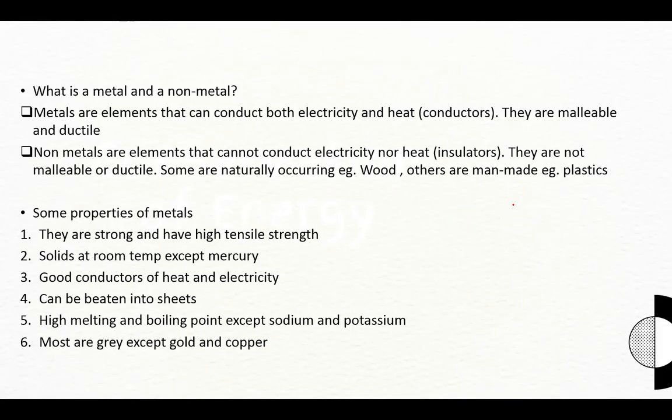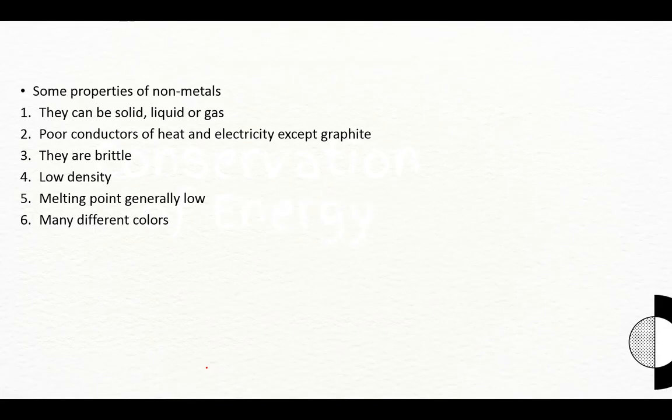So, naturally, we have examples like wood being non-metals or insulators, and man made, we have like the different types of plastics. So some properties of metals: they are strong and have high tensile strength. They are usually solids at room temperature except for mercury, and we should be familiar with that from looking at the mercury thermometer. They are good conductors of heat and electricity. They can be beaten into sheets. They usually have very high melting and boiling points, and they are mostly gray in color except for gold and copper.